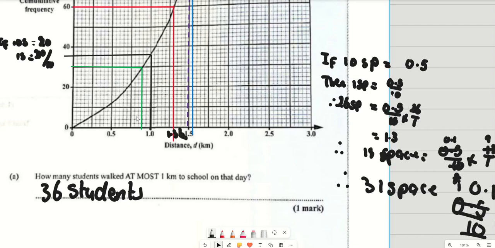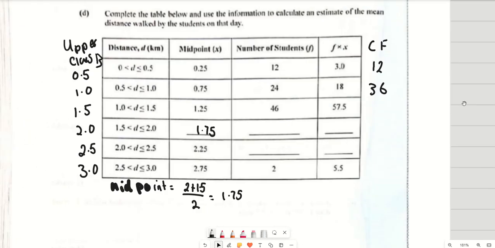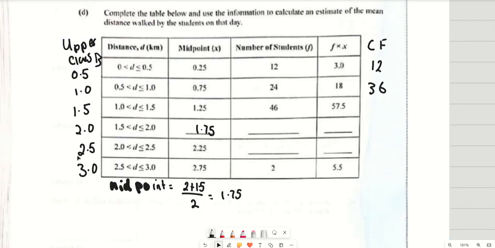Then the next upper boundary was 1.5. What you're going to do is get your upper boundaries, and then use your graph to get your CF, your cumulative frequency. So at 0.5, your cumulative frequency was 12. At 1, it was 36. At 1.5, if you check it, it was 82. At 2.0 was 112. At 2.5 was 118.